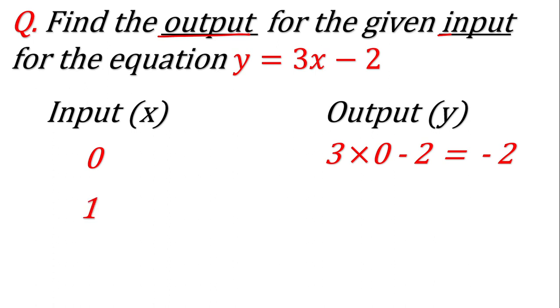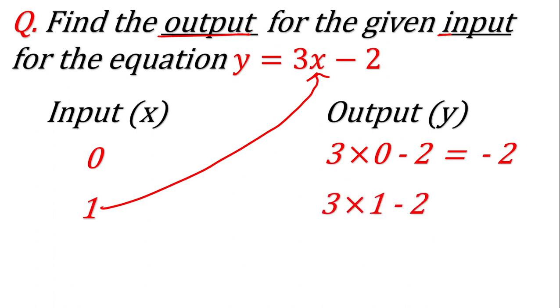Second input is 1. If you put this one in the same equation I have taken, if you put 1, so y will be equal to 3 multiply 1 minus 2. So 3 multiply 1 means 3, and 3 minus 2 is 1. So 1 is the output for this input.